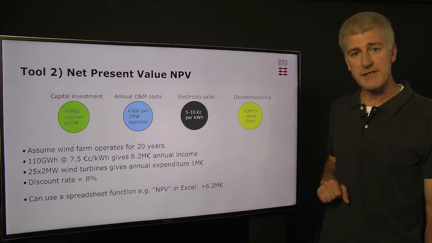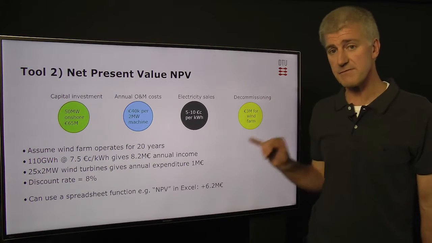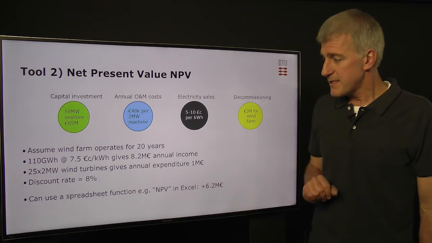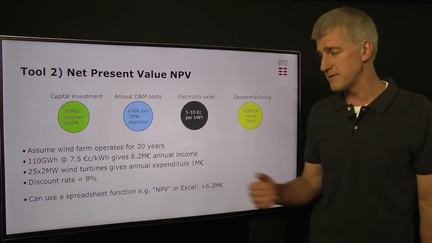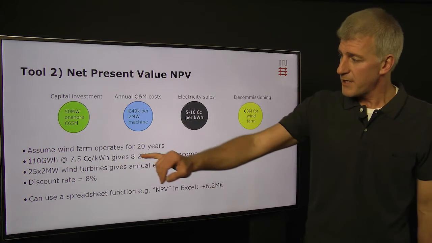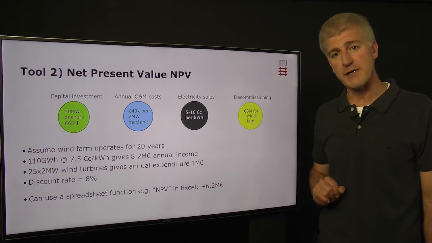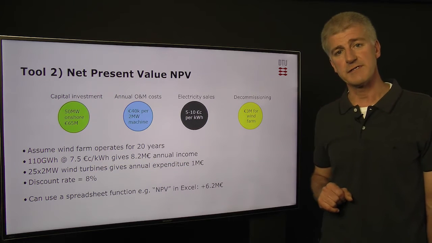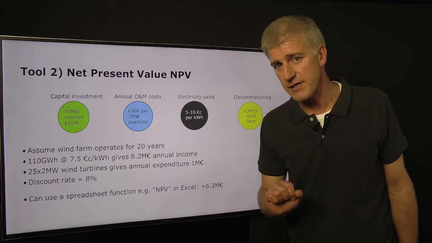Just looking at some of the figures then for this net present value calculation, the same figures really as we used for the simple payback time. Here we need a time. We assume that the wind farm will operate for 20 years, so we have 20 years of production. We know how much it's going to produce. We know what we're going to get per kilowatt hour. We also know how much it's going to cost for us to maintain the wind turbines. And here we've introduced this discount rate.